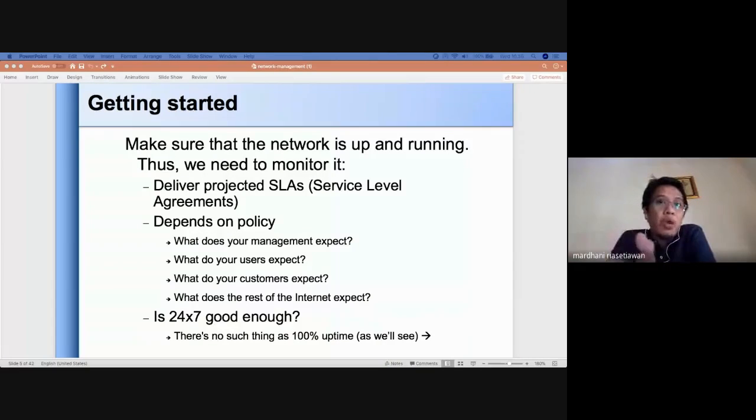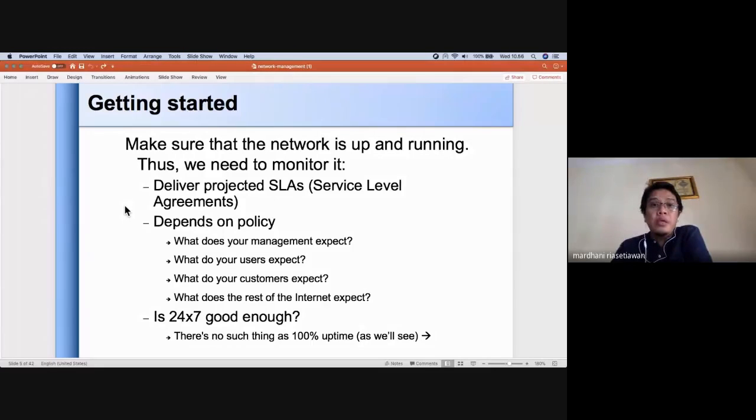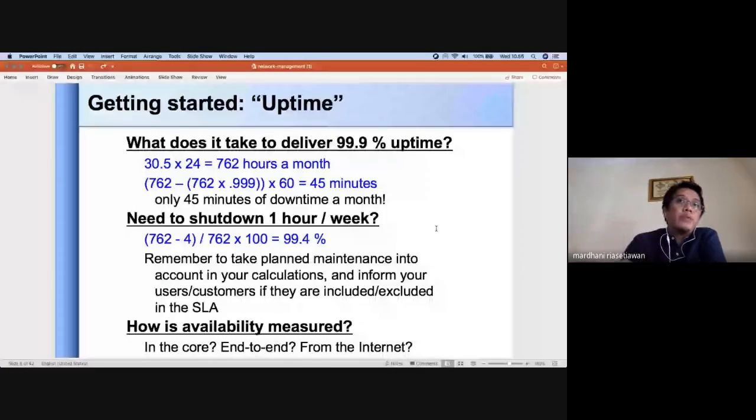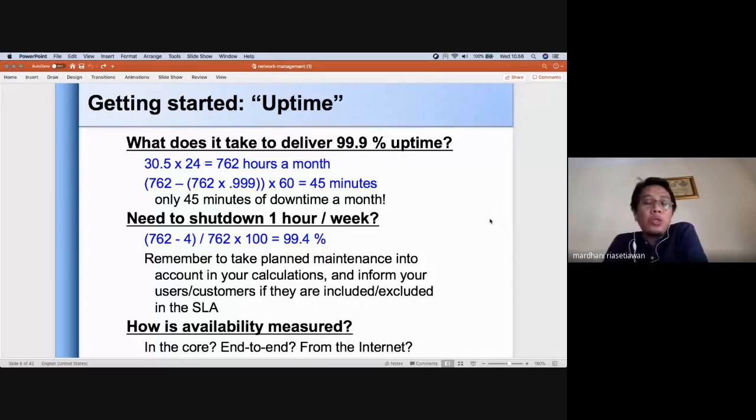Will it be 100% uptime? No, because we realize that the network itself sometimes needs time to restart, to maintain, and so on. So we need to have space for the network to do that. And then, okay, that will be the main issue in network management.